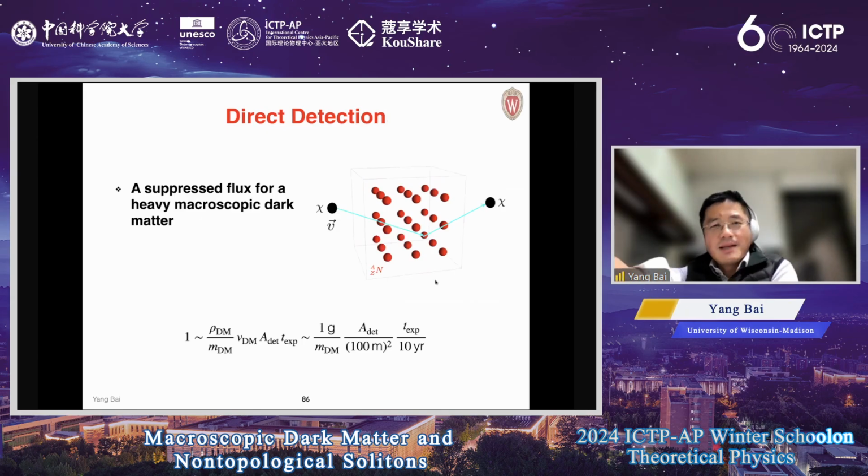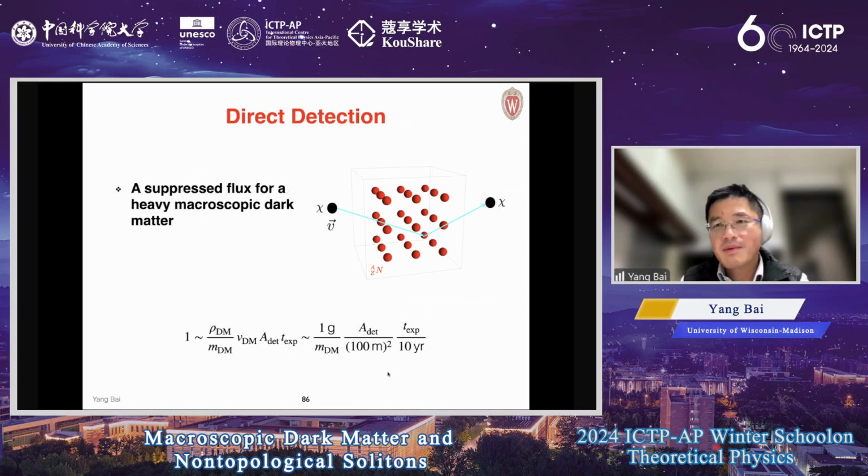Okay, so what does that mean? If you think about dark matter direct detection, usually we have the particle and there's some detector, right? Then you care about the flux, and you can calculate the anticipated interaction rate. That will be related to the number density, which is rho over the dark matter mass, times the velocity of dark matter, times your detector area, times the experimental running time.